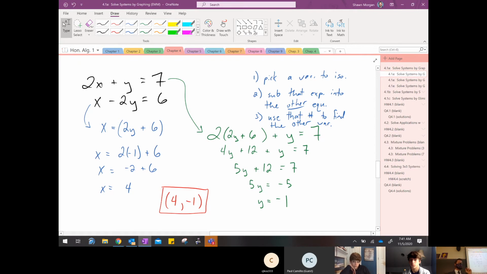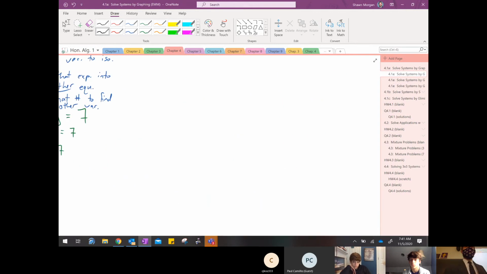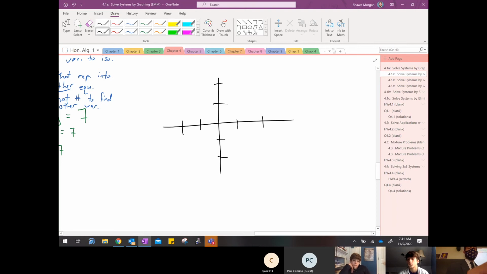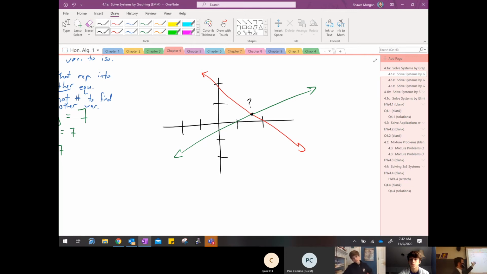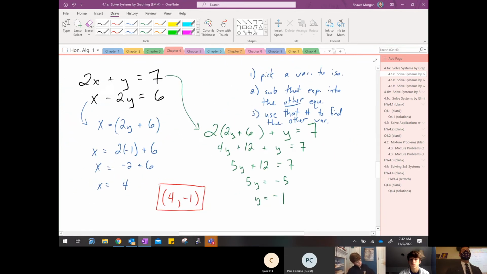Plus, graphing might let me down in a scenario where, let's just make a couple of tick marks here and here, and let's say this is one line and this is another line. How in the heck am I supposed to figure out where that point of intersection is? You know what I mean? So graphing has its limitations. I could guess, I could ballpark, I could say maybe that's like 1.5 comma 0.25, but I wouldn't know with certainty unless I did the algebraic approach of substitution. So graphing has its limitations.